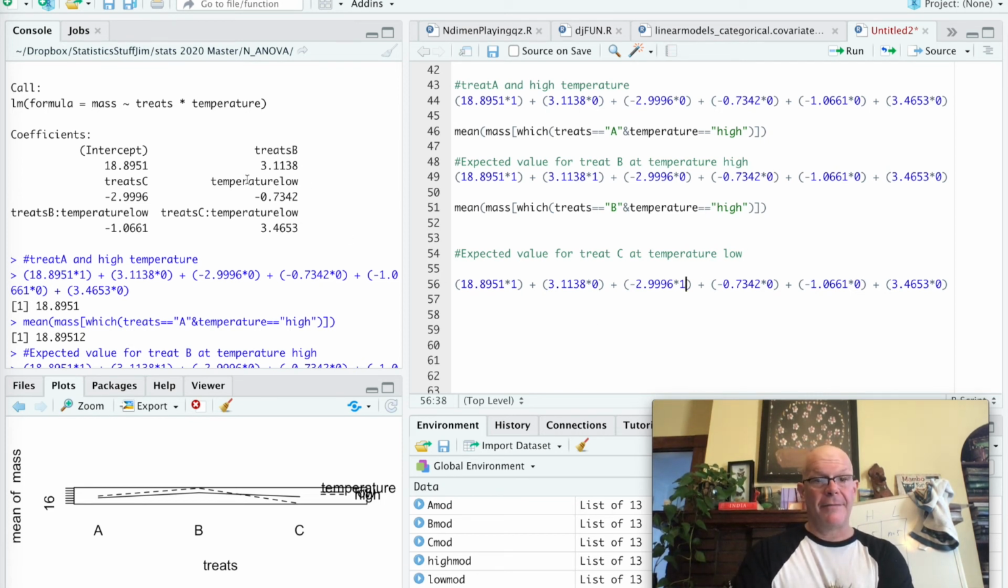Next, we have an effect for being at a low temperature. Well, we are talking about treatment C at a low temperature, so we're going to turn that switch on.